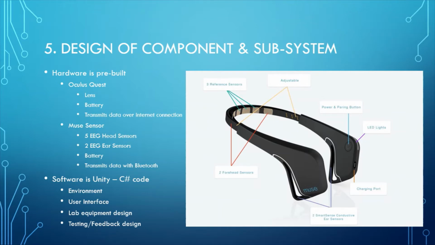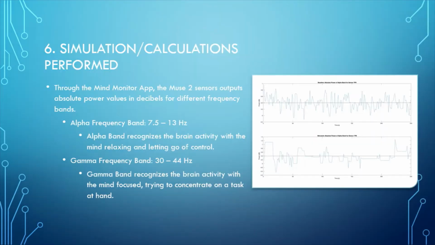For the software aspect of the system, the simulation was coded on the Unity platform in C# and has 4 different subsystems, which are the environment, the user interface, the lab equipment, and the testing and feedback section. For further analysis of the brainwave activity, we look into the absolute power values that are obtained through the sensors using a third-party application, the Mind Monitor app.